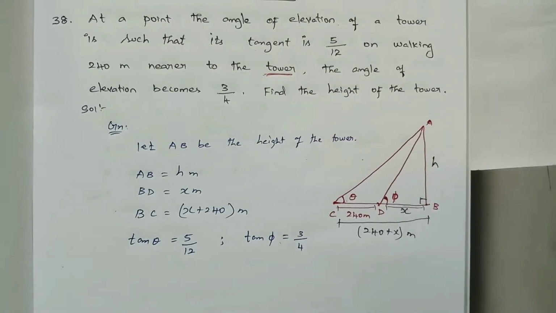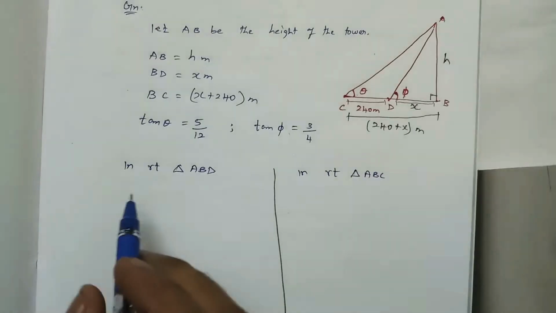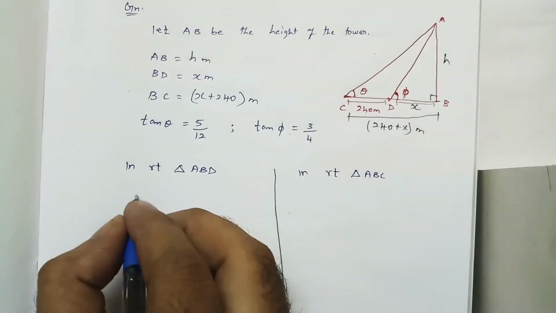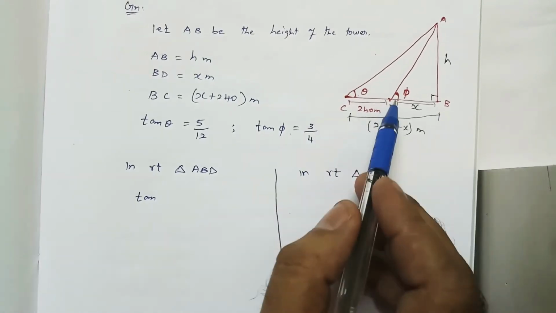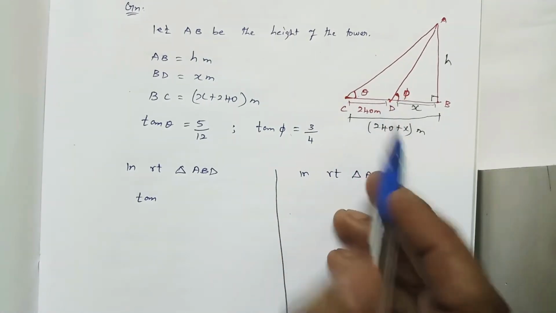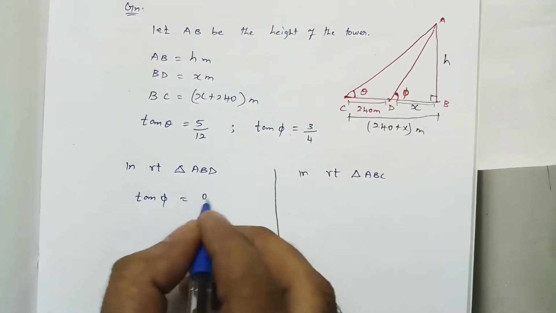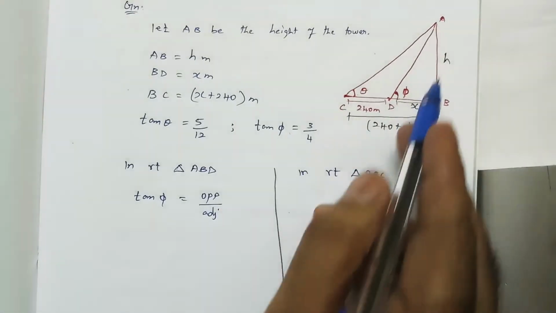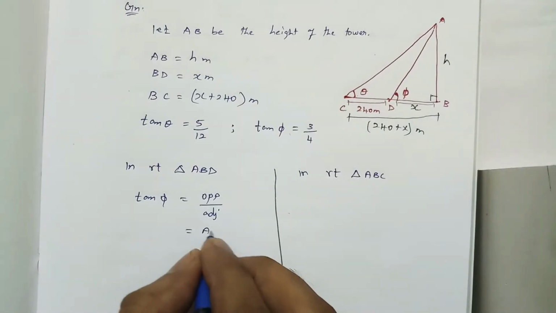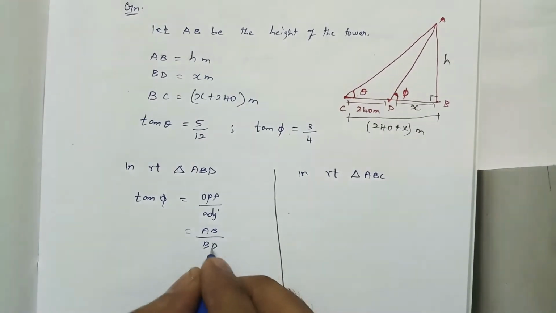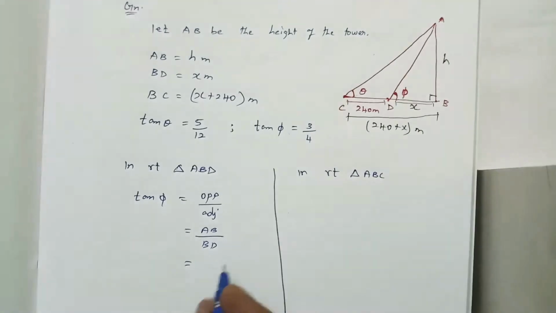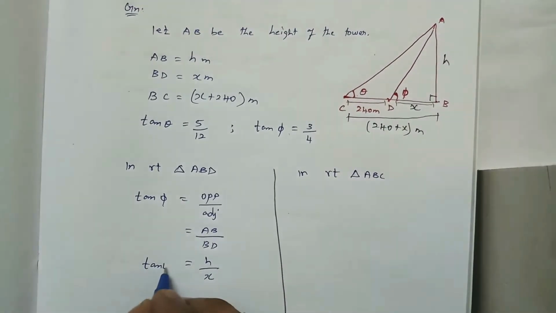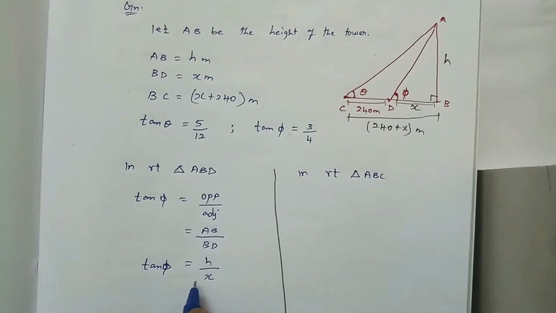Now, by using the right angle triangle, in right triangle ABD, tan phi is equal to opposite side divided by adjacent side. What is the opposite side? AB divided by BD. What is AB? AB is h meter divided by x meter. So tan phi is equal to h by x.